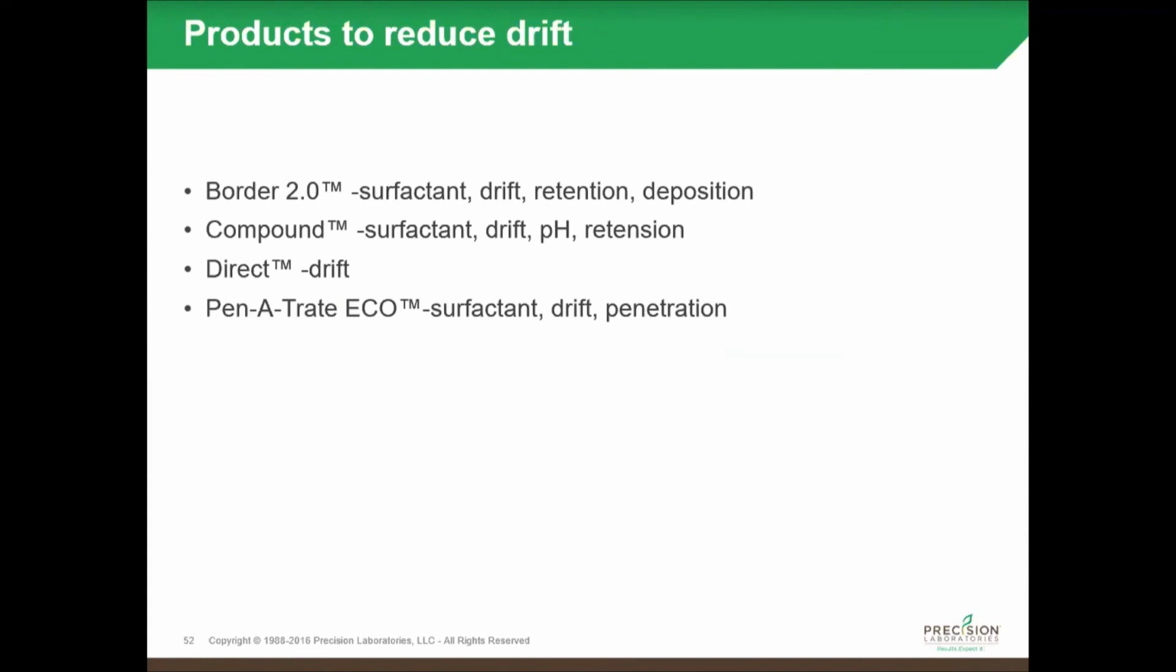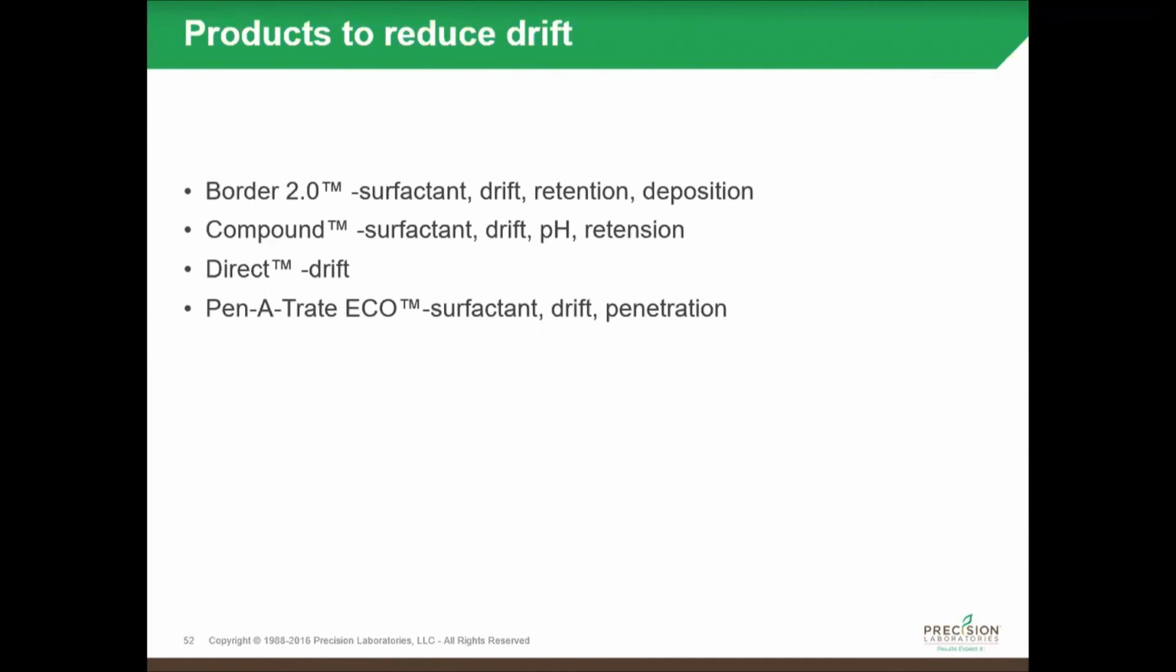And then we have our Chevy, if you will, is Direct. Direct is a drift retardant, but it is an older technology. Like most other drift products on the market, it makes bigger droplets, but they don't do anything for the retention on the leaf and won't perform to the level that Border would do. So kind of a good, better, and best example here, with Border 2.0 being the best.